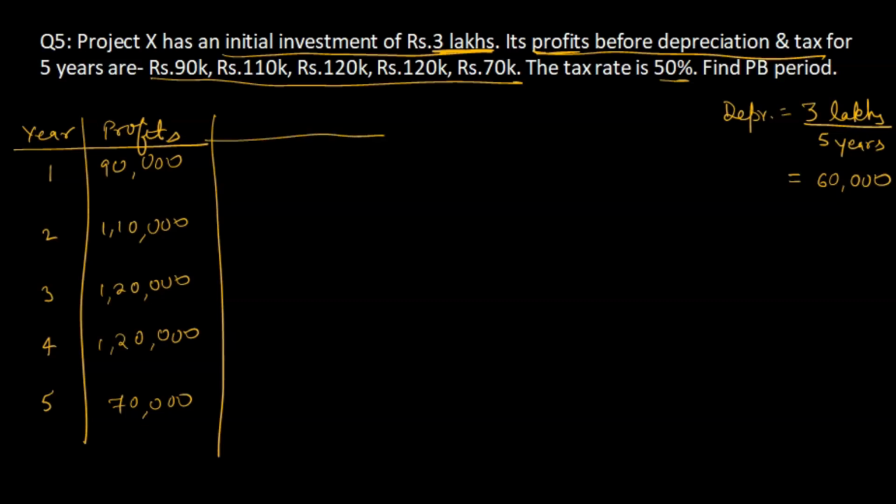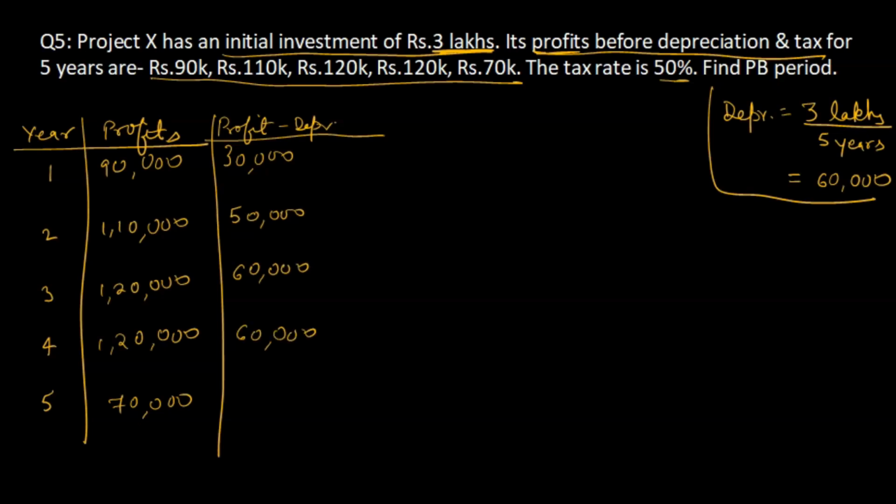Now we have to deduct depreciation first. So profit minus depreciation. Depreciation is 60,000. It is the same in each year. This we will deduct. 90,000 minus 60,000 will be 30,000. 110 minus 60, 50. 120 minus 60, 60. This also 60. And last year 10. Now depreciation we have deducted.